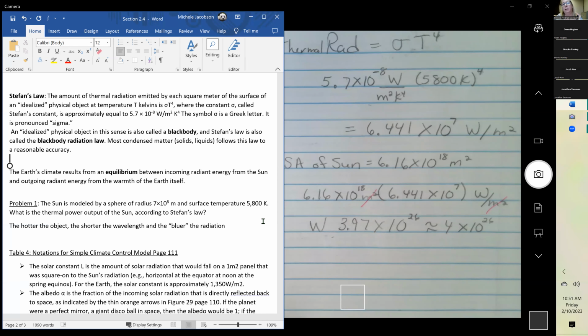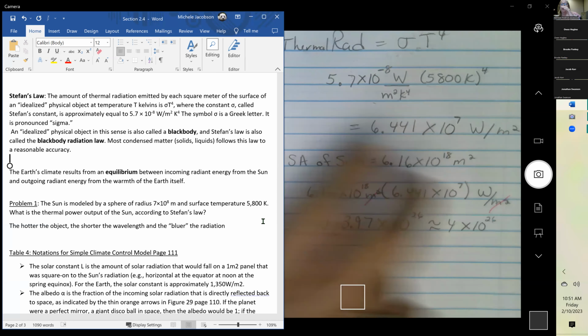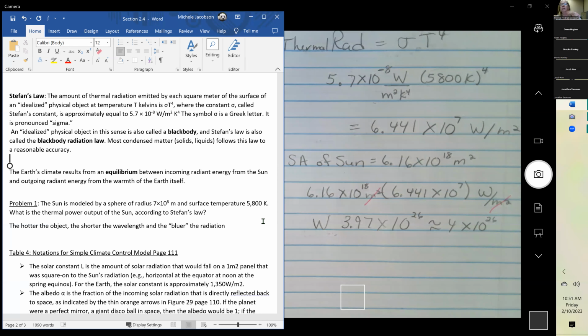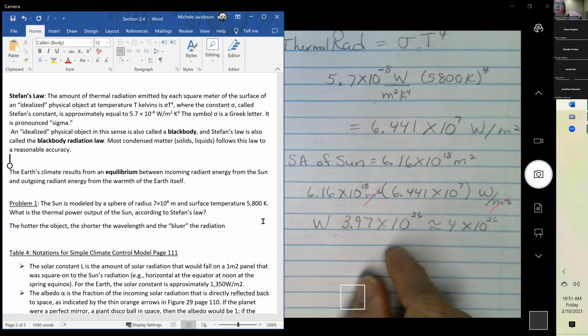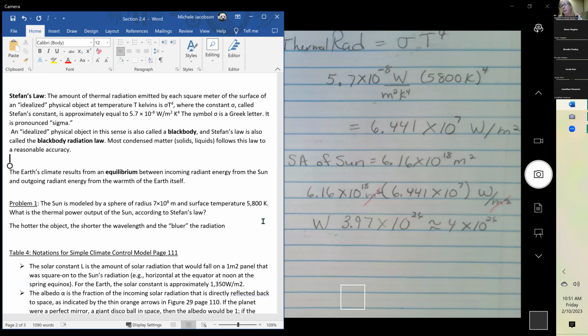Any questions on that? So this was just giving us a small area on the sun. That's why we found the surface area and then multiplied them together so we could get the entire heat from the whole sun. Any questions on that?